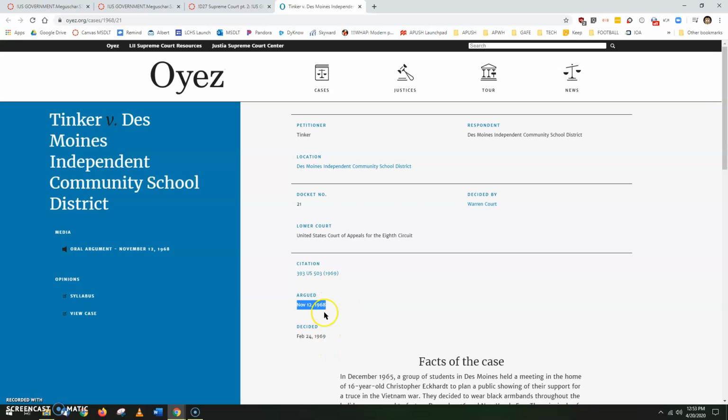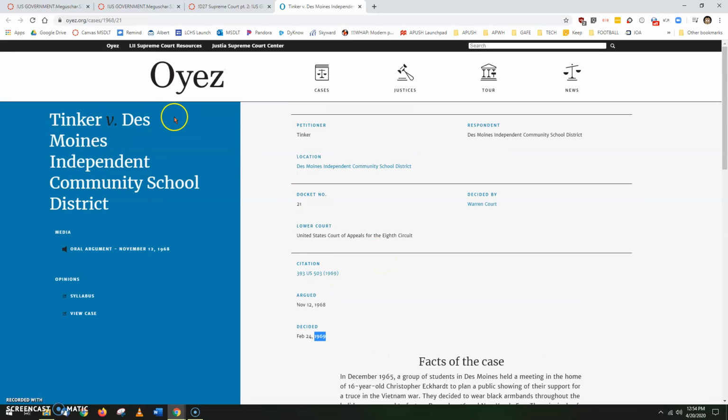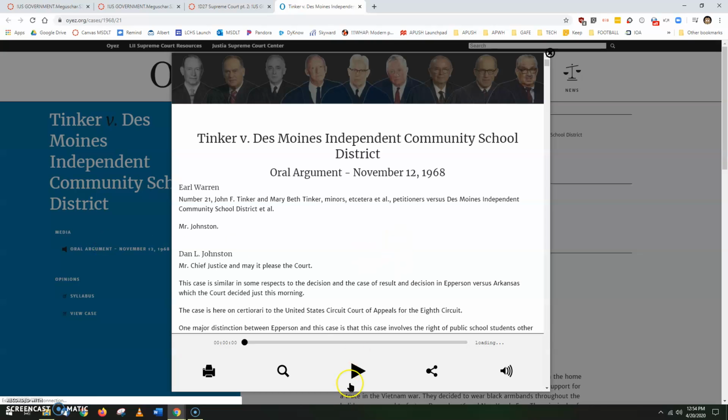We know that it was argued in 1968 and decided in 1969. Either one of those dates is okay, but people generally identify the year when it was actually decided. Okay, so just keep that in mind. The cool thing about this website, if you're into this at all: the Supreme Court does not allow video, but they do allow audio. So you can actually hear the arguments.